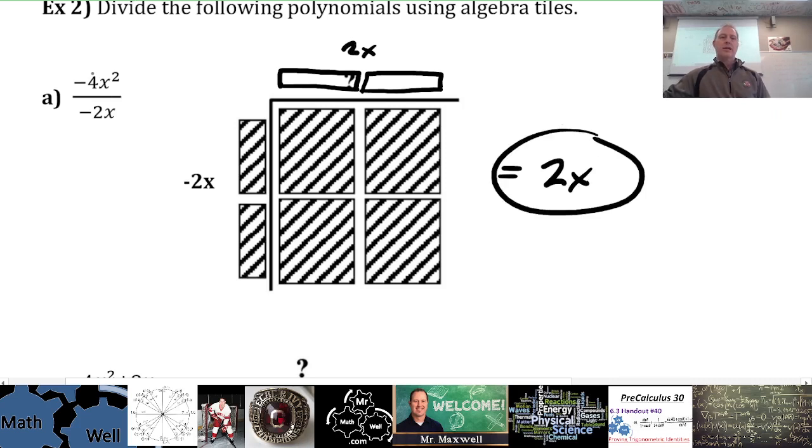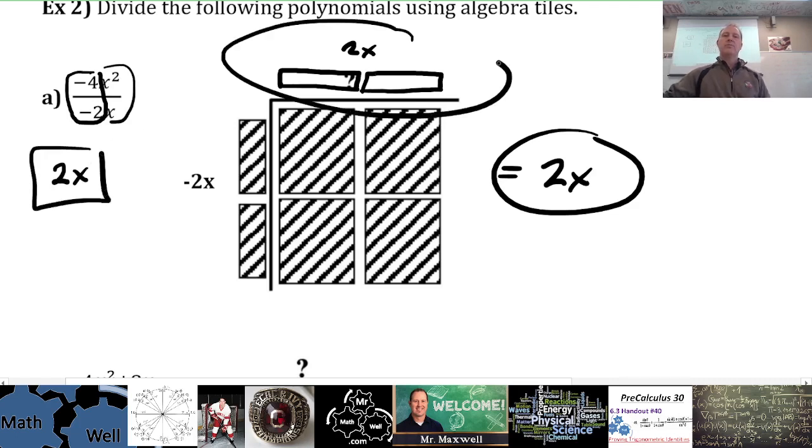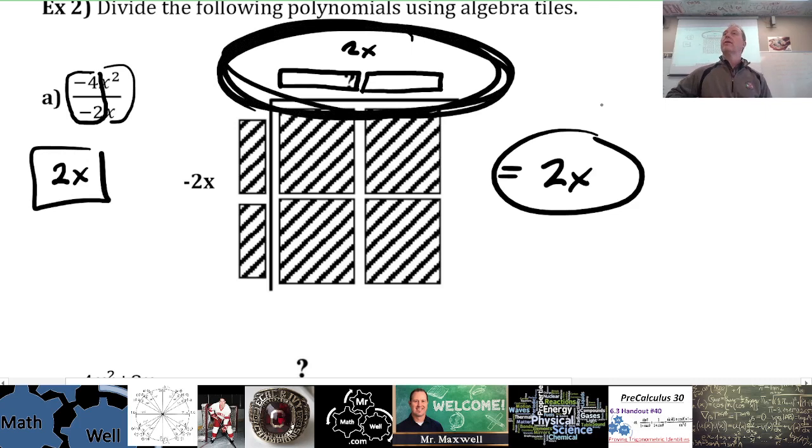And that's exactly what we get. If we do this algebraically, negative 4 divided by negative 2 is positive 2. X squared divided by x is x to the power of 1. So there you go. You just fill in this missing side of the multiplication picture for the tiles. That's how we would do that.